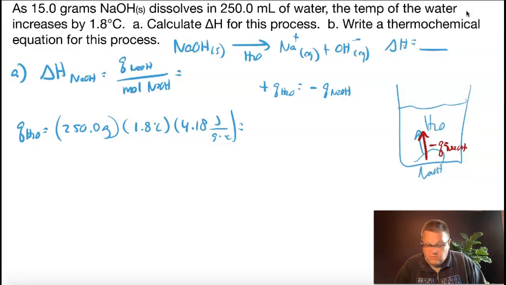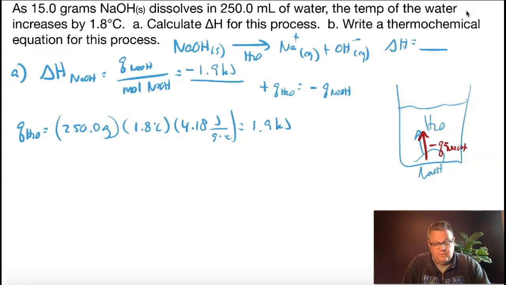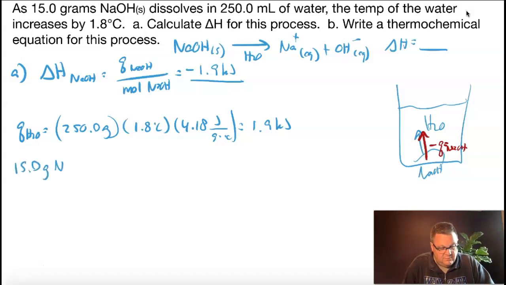I get, let's see, we're down to 2 sig figs. 1.9 kilojoules for Q water. All right, well that means that Q NaOH is negative 1.9 kilojoules, okay, for this reason right here. All right, I'm going to erase that just because I need the space. All right, so we need moles of NaOH, and I can do 15.0 grams NaOH. I can use, let me erase that, that looks horrible.